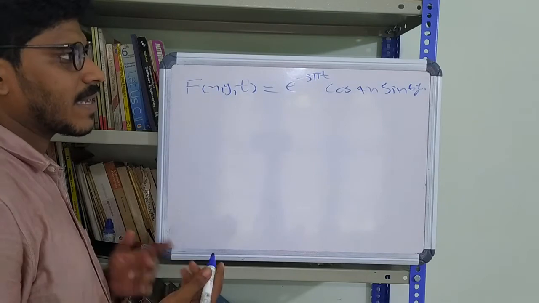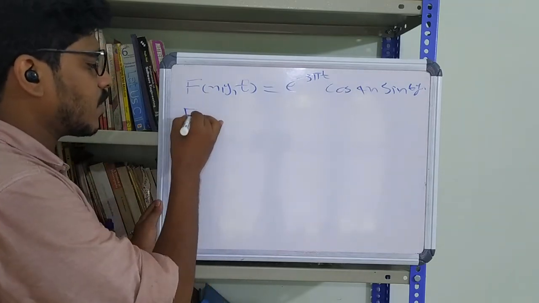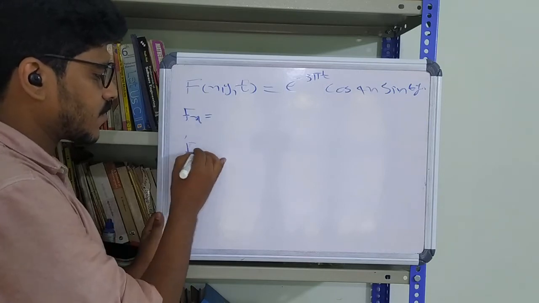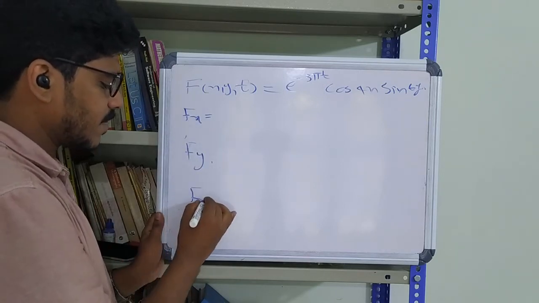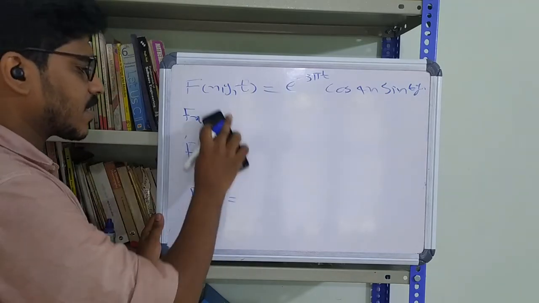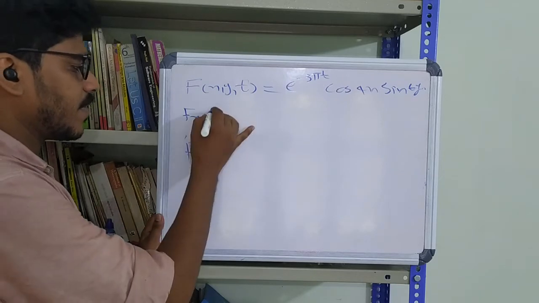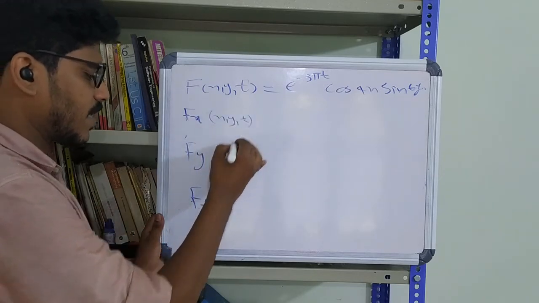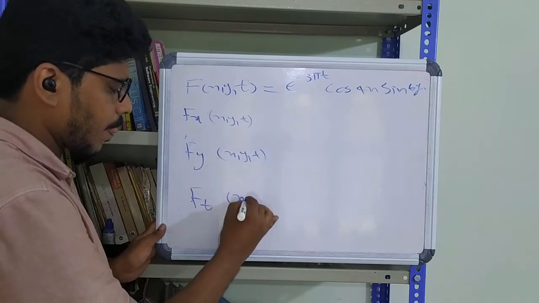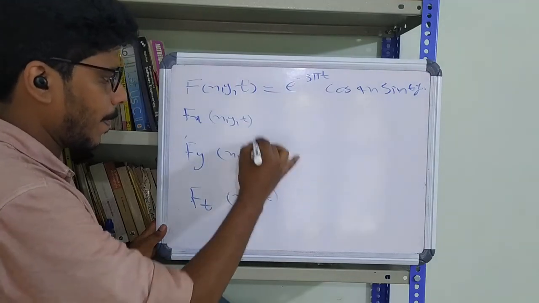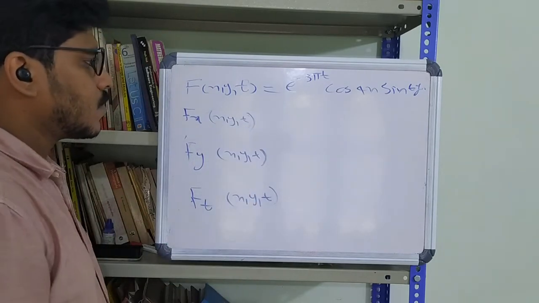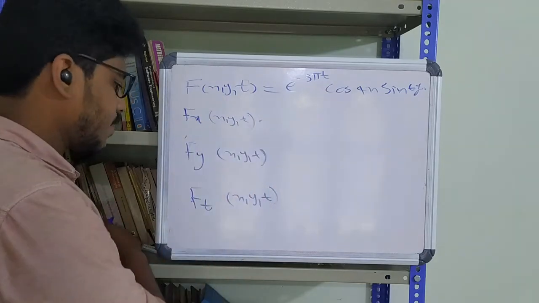Can we make an attempt to find the partial derivative with respect to x, the partial derivative with respect to y, and the partial derivative with respect to t? All these are functions of x, y, and t again, we expect. So can we try to find out?